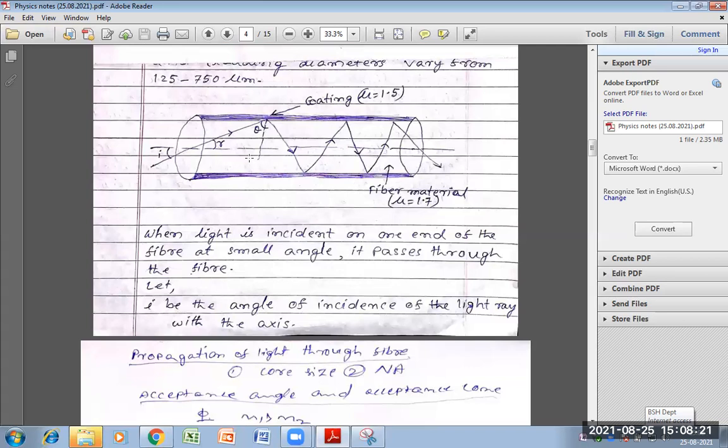Now, this part is completed. Now, another topic is the propagation of light waves.